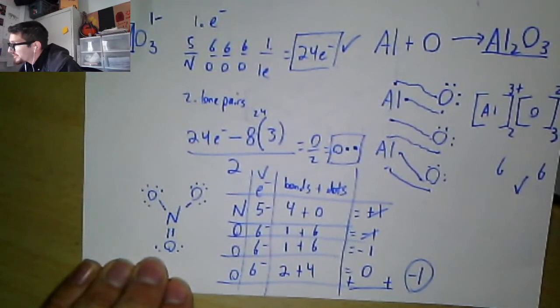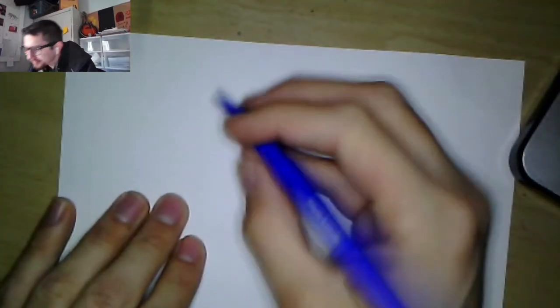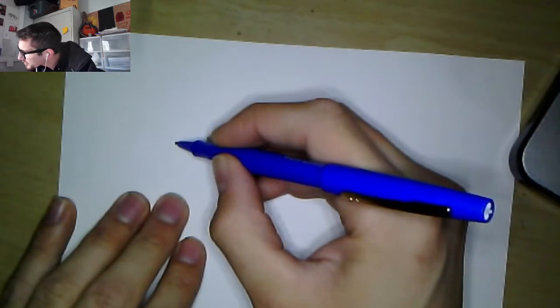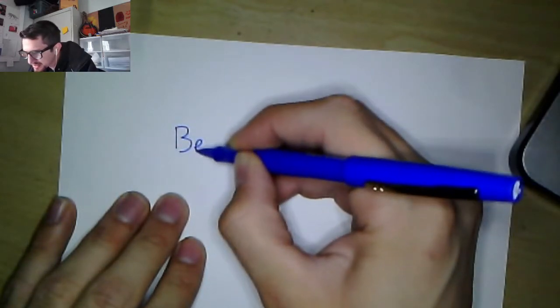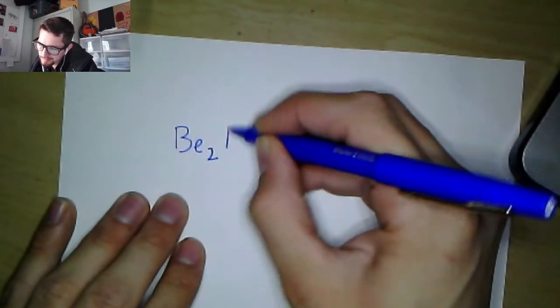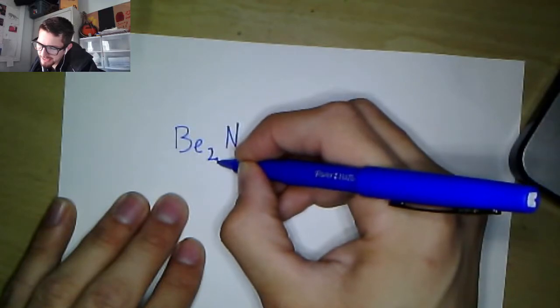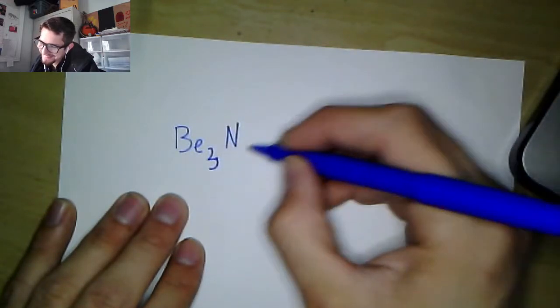What else will you see? I already need another piece of paper. So let's say you had, I'm making sure this isn't the same thing as a problem. Let's say you have BE2. Oh, that's not going to exist actually. BE3N2.